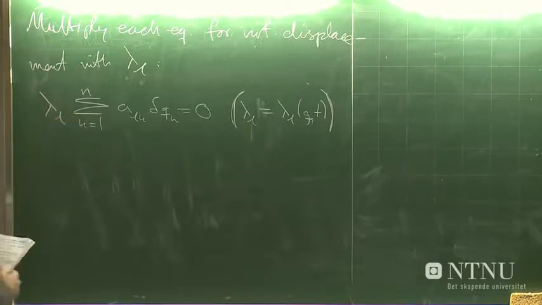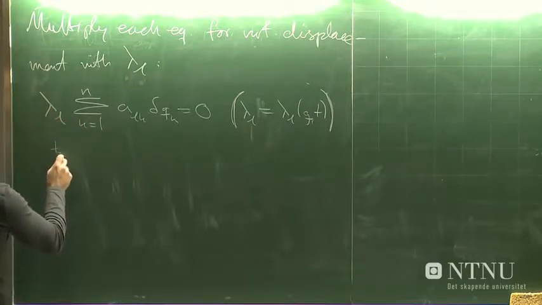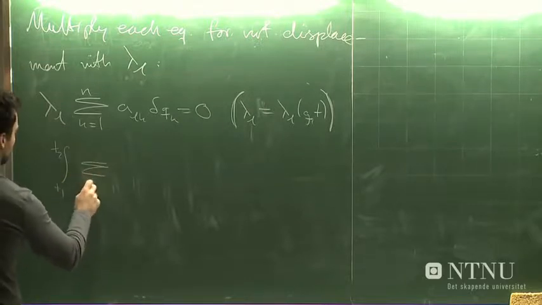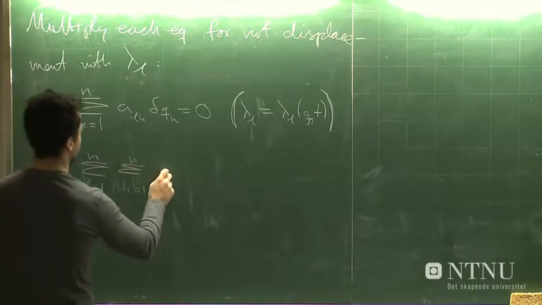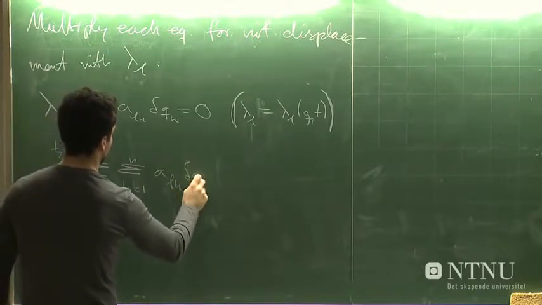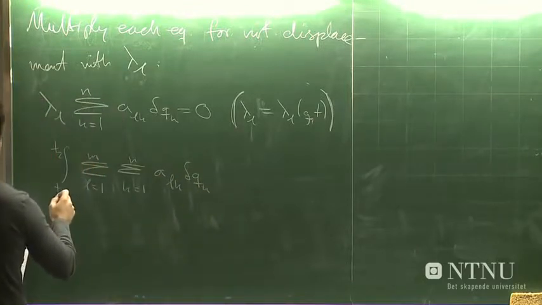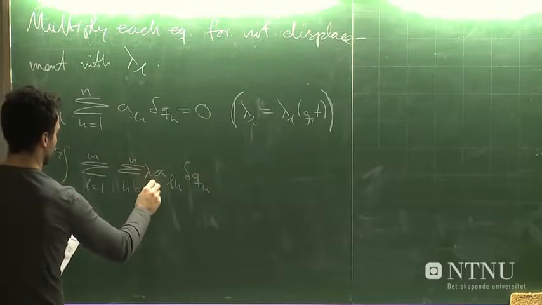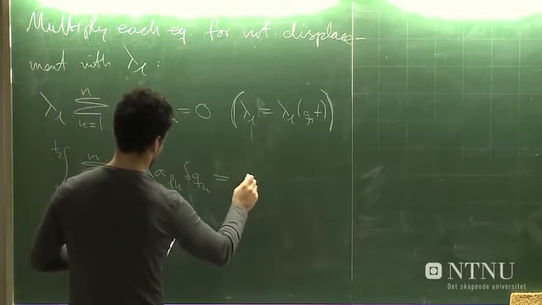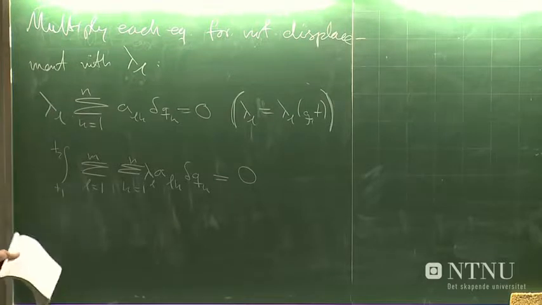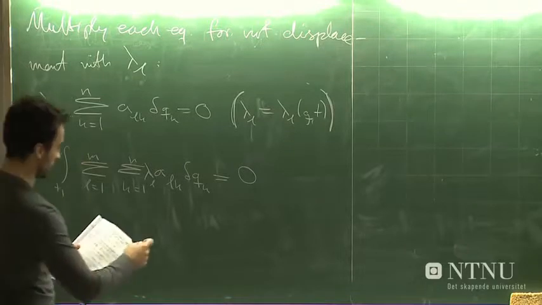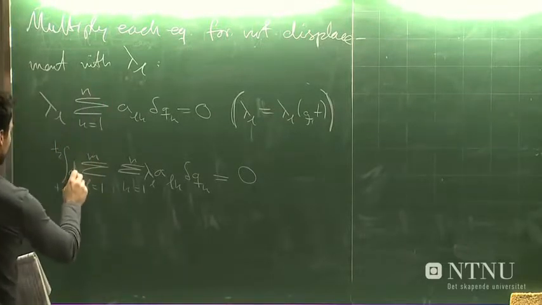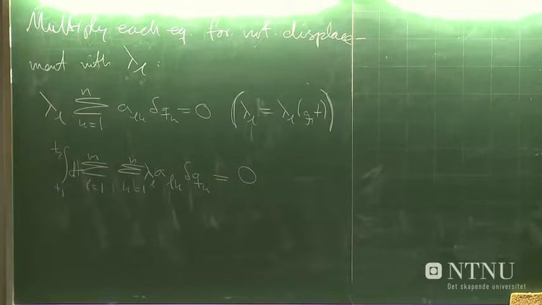Well, if this is zero, this also has to be zero. I just sum over all l's and integrate over time. I should have a dt here somewhere.